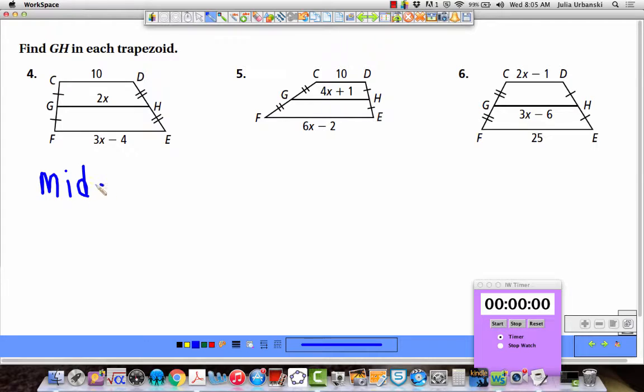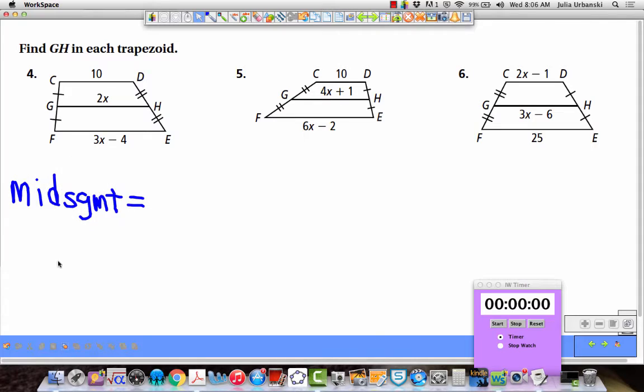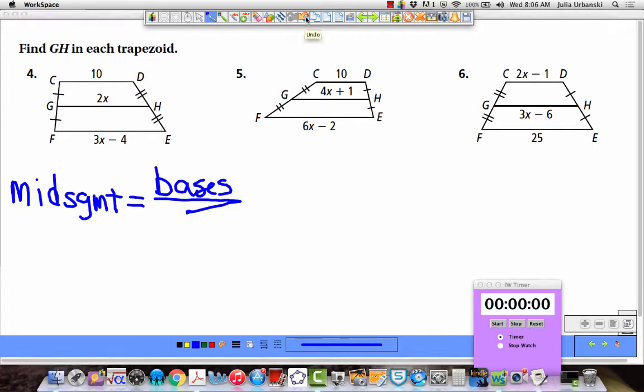Mid-segment, I'm going to abbreviate, say mid-segment equals, the middle segment. Middle means half, right? So it equals half of something else. It equals the two bases, plural, divided by 2. You have to have 2 of the bases, and then you divide by 2. If you set it up that way, then it will be easier for you every time. If you try to do it in your head, it will be confusing.